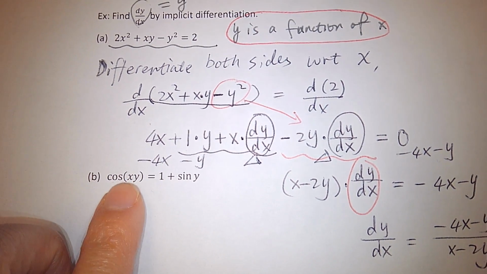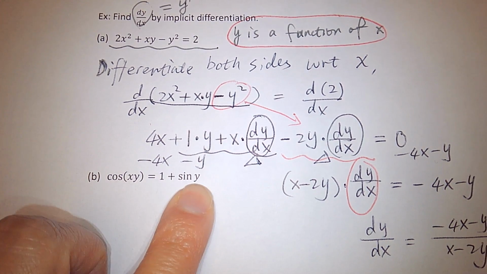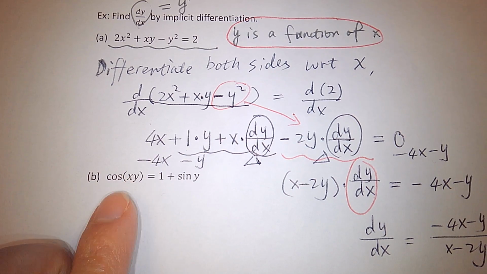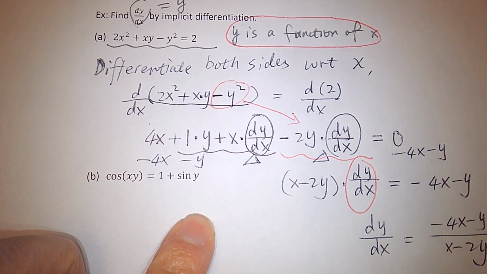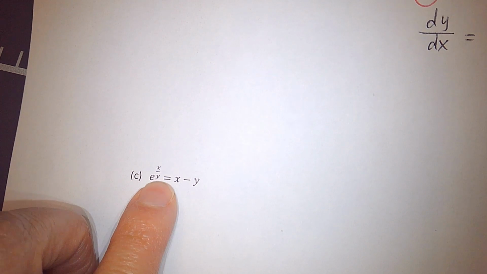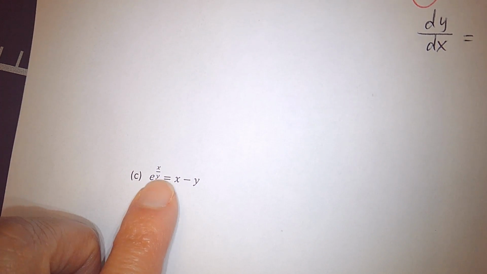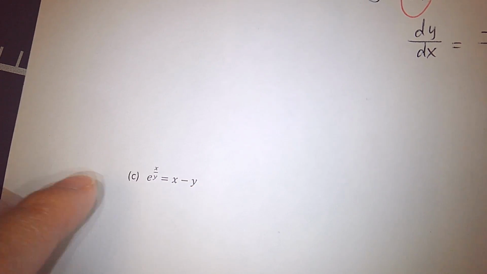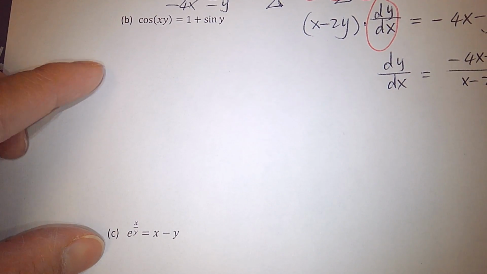See this one, cosine of x times y equals 1 plus sin of y. There's no way we can isolate y on one side, so we have to use implicit differentiation. This one, same thing: e to the x over y equals x minus y. Y is here, y is there, so there's no way we can separate y, right? So we have to use implicit differentiation.